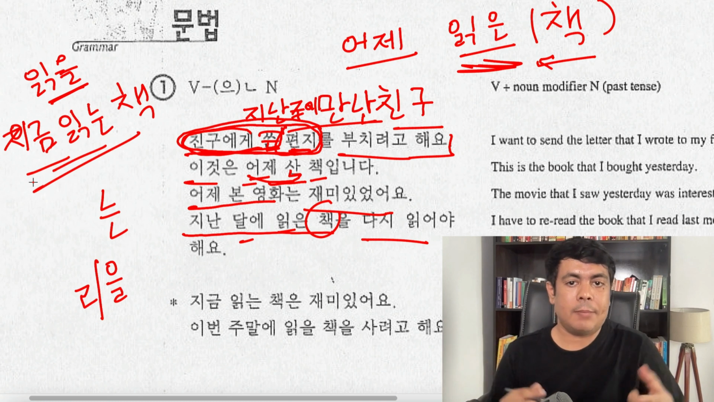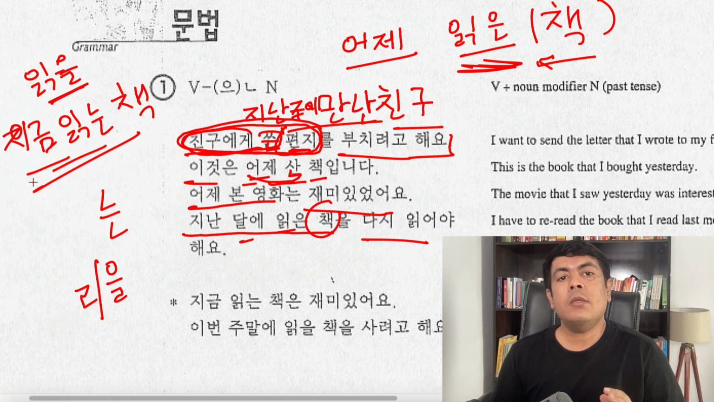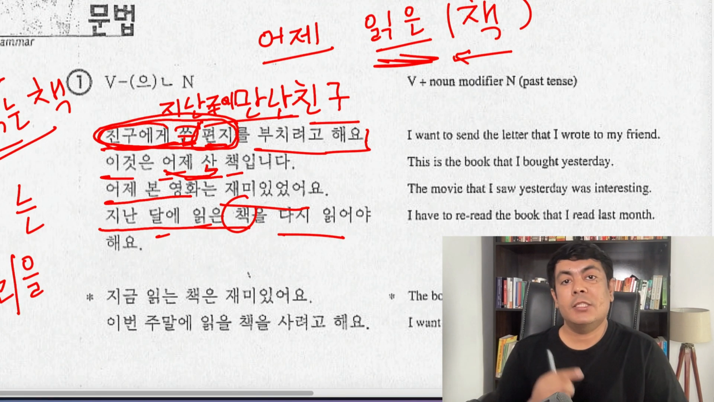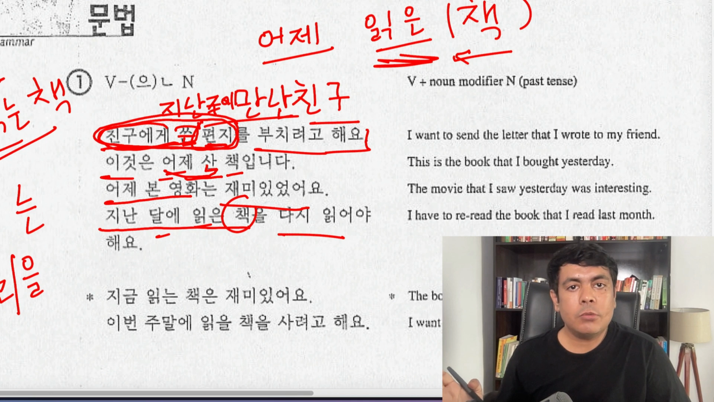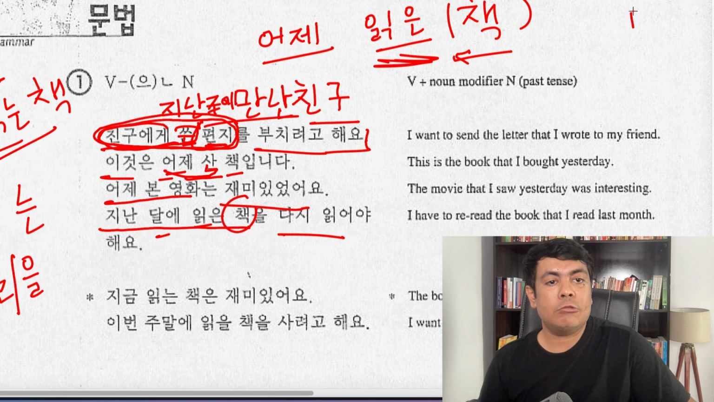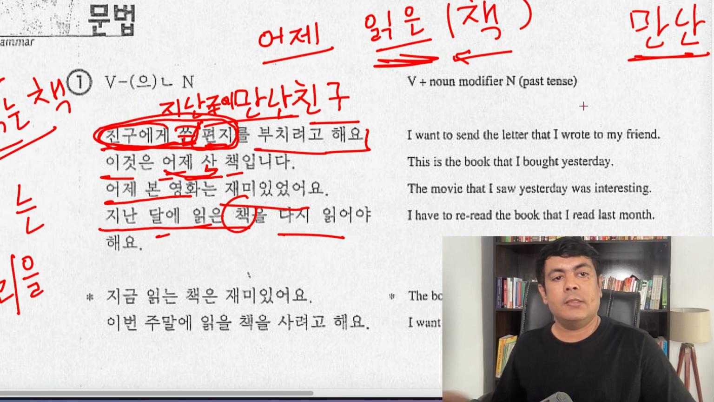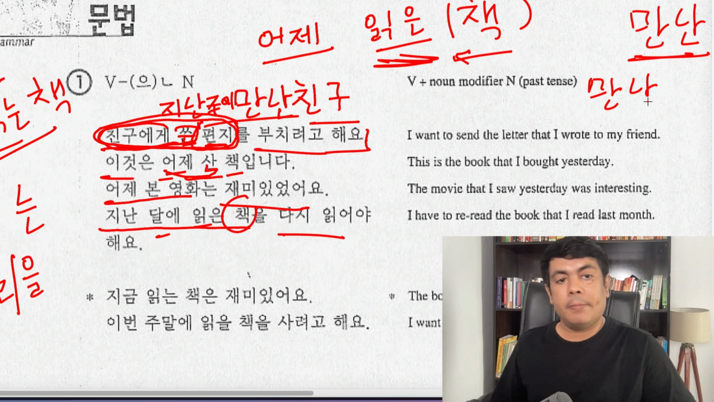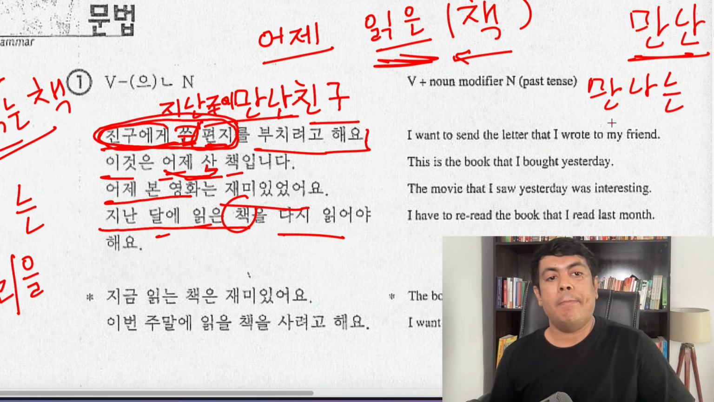Let me give you one more set of examples. 제가 오늘 만나는 친구, 만나는 친구, 는 is present tense, so it means the friend who I am meeting today. 제가 어제 만난 친구, I have added ㄴ past tense, so 만난 친구 will be the friend who I met yesterday. 만나는 친구, as I said, the friend that I am meeting today, and 만날 친구, the friend that I will meet.